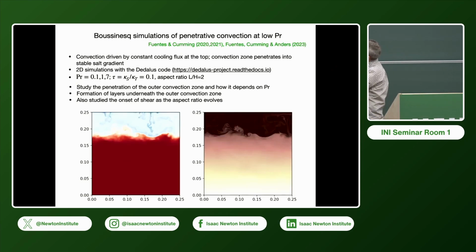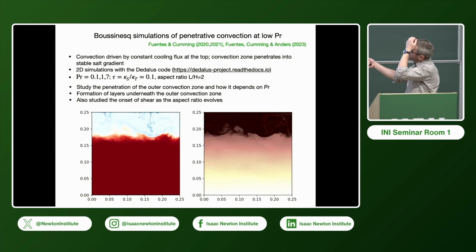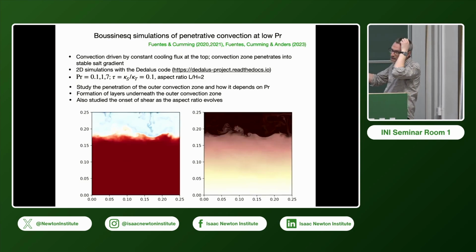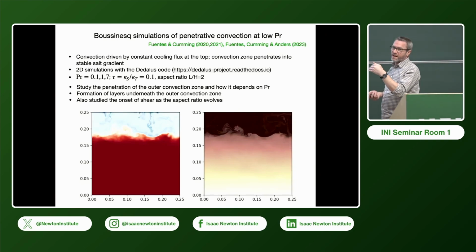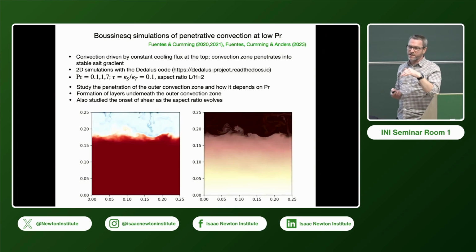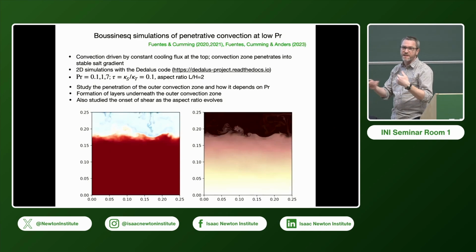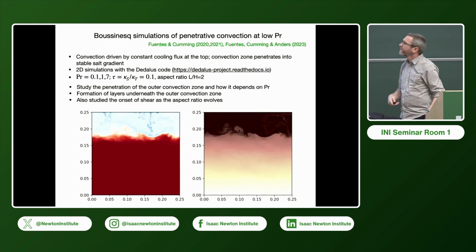Okay, so this was work done by Rafael Fuentes. We use the Daedalus code. It's 2D. Also, those experiments were salty water, so the Prandtl number is 7. In the planetary context, we want to go to low Prandtl number. So one of the goals of this was to try to reproduce the experimental behavior, but also to go to low Prandtl number and look at what differences there might be when you go to Prandtl number less than 1 compared to Prandtl number larger than 1.